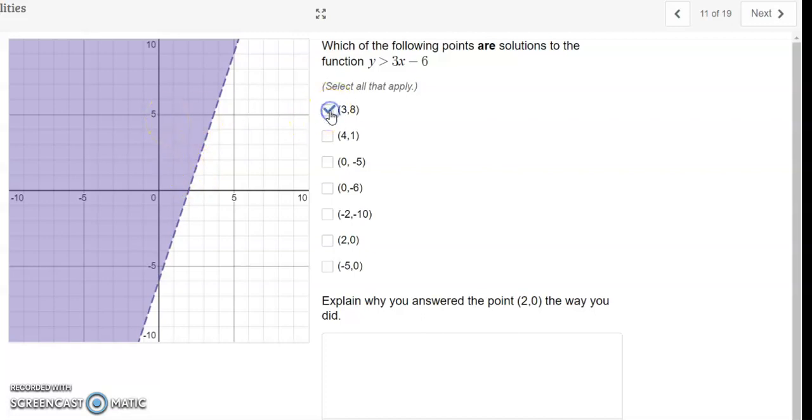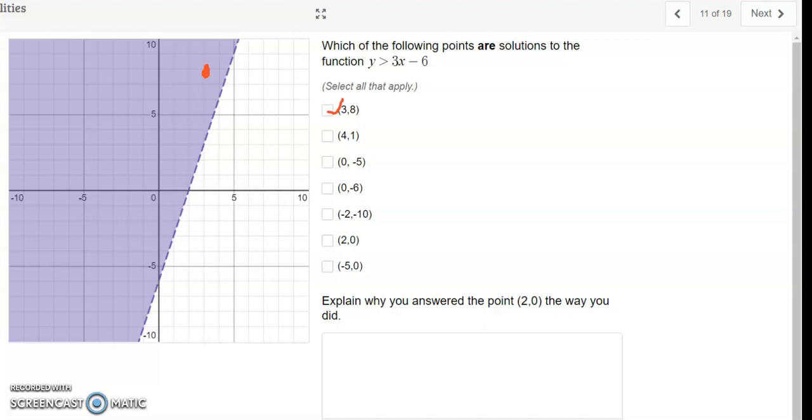So let's look at 3, 8. So 3, then 1, 2, 3, 8, 1, 2, 3, 4, 5, 6, 7, 8. That would be right here. So this is going to be 3, 8, and that is going to be a solution. So yes, I'll check mark right there.